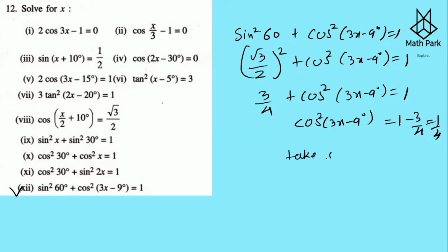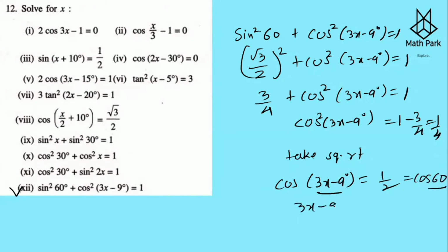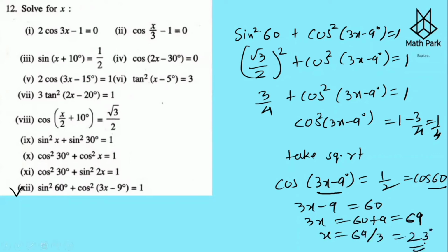Take square root of both sides. Taking square root of both sides, we get cos of 3x minus 9 is equal to 1 upon 2. Square root of 1 by 4 is 1 by 2. And cos of 60 is equal to half. So we know that cos 60 is half. So comparing these two, we get 3x minus 9 is equal to 60. 3x is equal to 60 plus 9, which is 69. And x is equal to 69 divided by 3, which is 23 degree. Got it? We are done with question number 12.